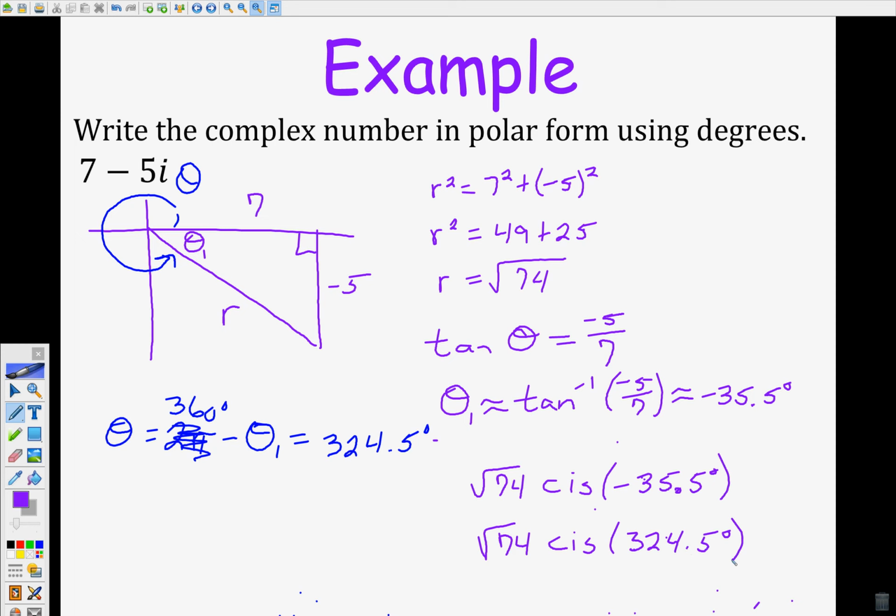And you're right, it really doesn't matter. It only would matter if the book gave you some sort of restrictions. There's no restriction on this one, so either answer would be just as good.